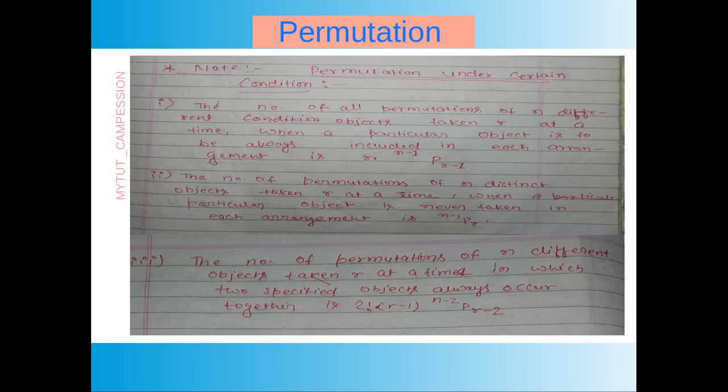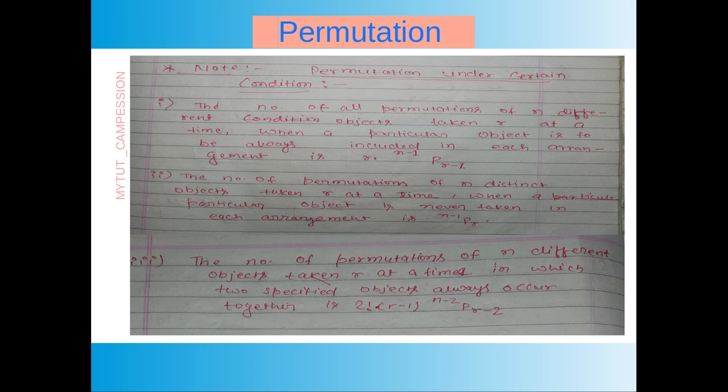Now the second condition is the number of permutations of n distinct objects taken r at a time when a particular object is never taken in each arrangement. The number of permutations of n distinct objects taken r at a time when a particular object is never taken in each arrangement is (n minus 1) P r.